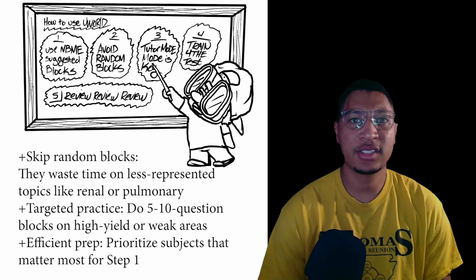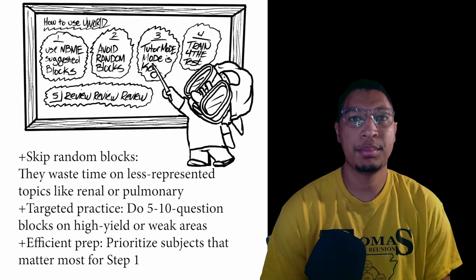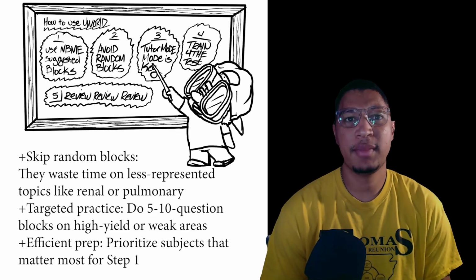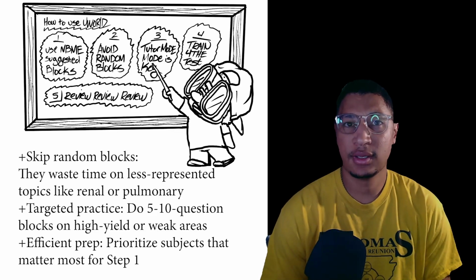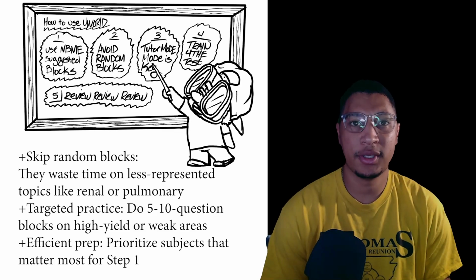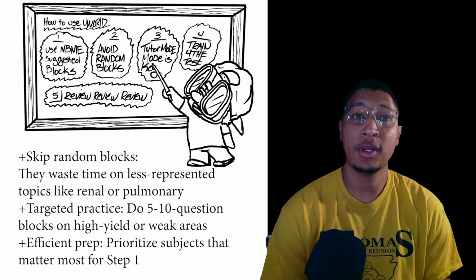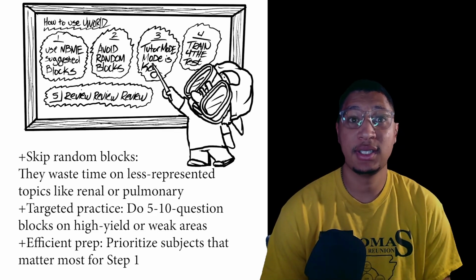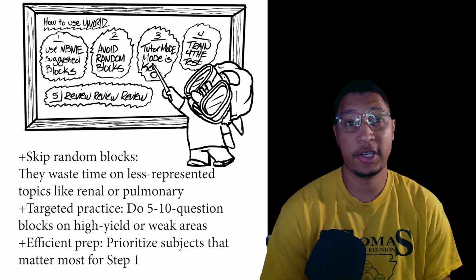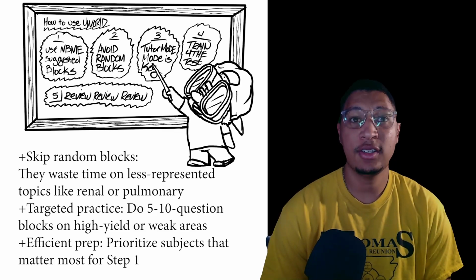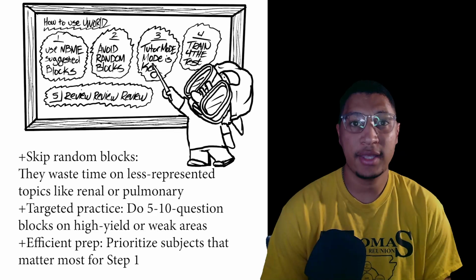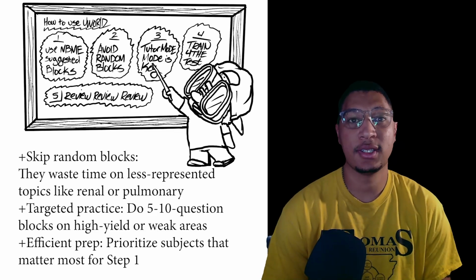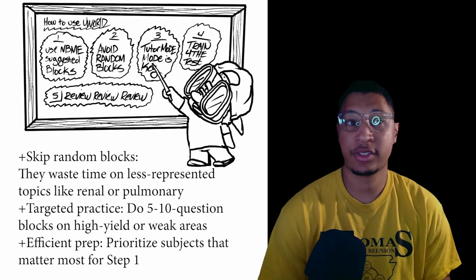Avoid mixed random blocks. Although many people recommend doing random mixed blocks of 40 questions, I found that this method is very inefficient. Step 1 isn't evenly distributed across topics. So you're more likely to waste time on less represented subjects like renal and pulmonary. Instead, focus on 5 to 10 question blocks targeting high yield topics in specific areas you're weak in, and do a total of 80 to 100 questions of those.